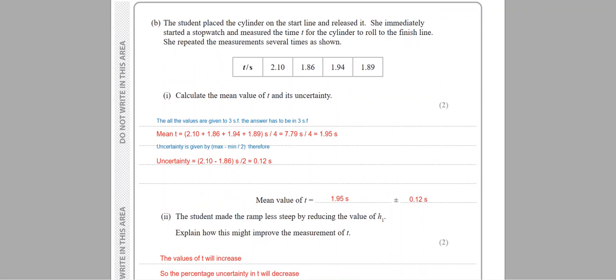For question B, this part is really common and very important. You can see the set of values. All of these are in 3SF. That's why your answer has to be in 3SF. That's a must.